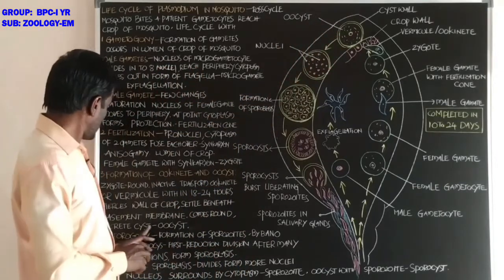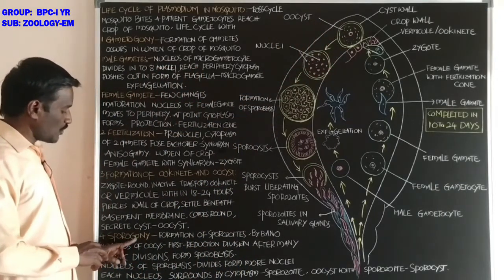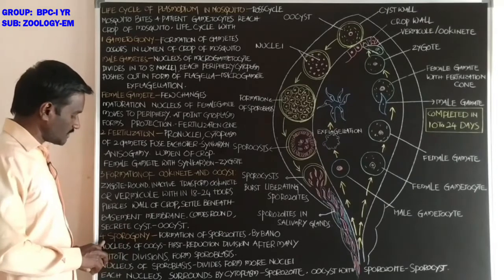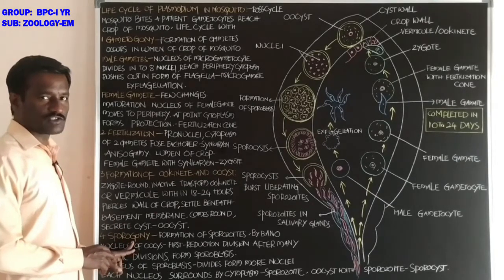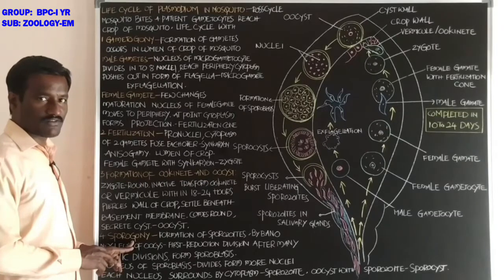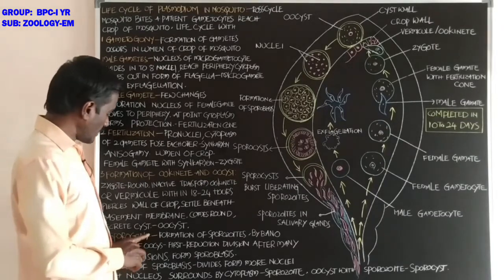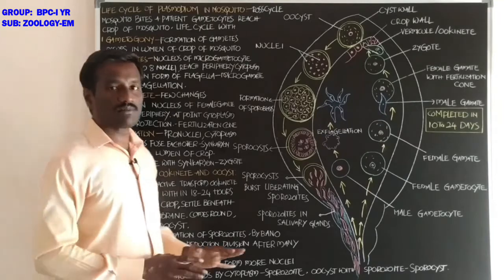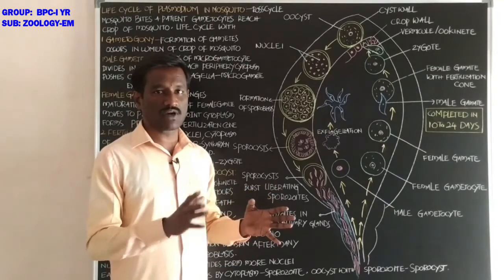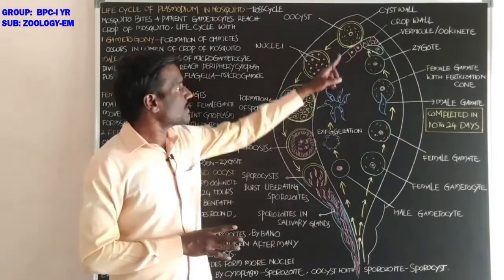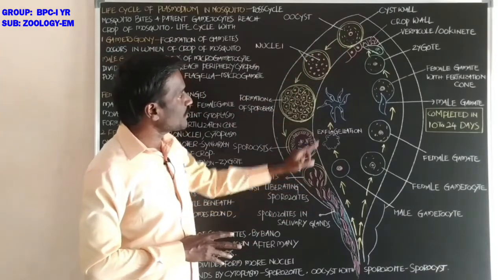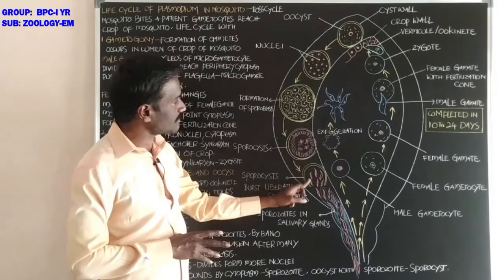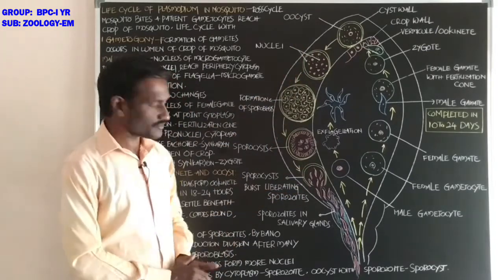Okay. Next, the sporogony. What about the sporogony? It is the final stage in the life cycle of Plasmodium vivax in the female Anopheles mosquito. It is the formation of sporozoites from the oocyst. The oocyst goes to the production of the sporozoites, and that entire process is called sporogony.